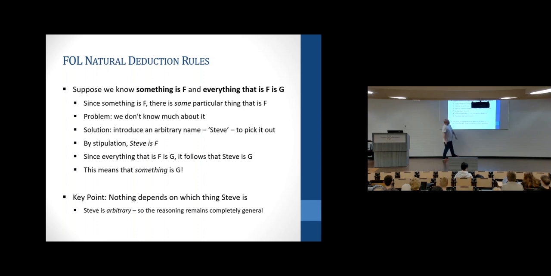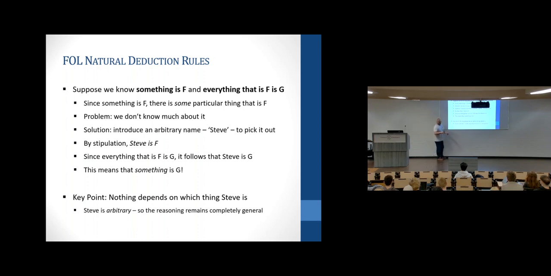And finally, we can discard our commitment to using the name Steve and just say, okay, look, everything we've done, we used that particular name, but that name wasn't important, so we get rid of it, and we then conclude something is G. Who is it? Don't know, don't care. We were talking about him as if it was Steve, but that was just a way for us to do it grammatically.